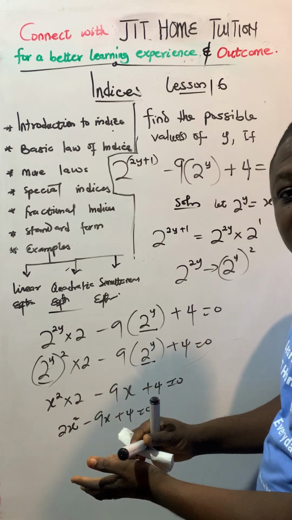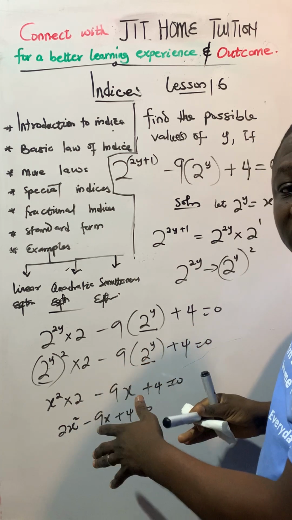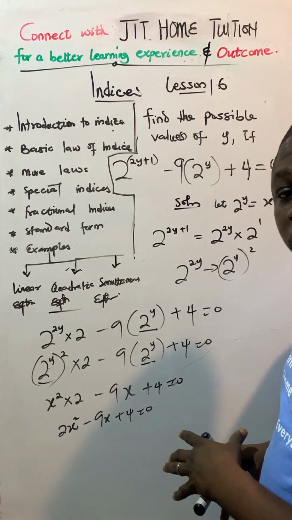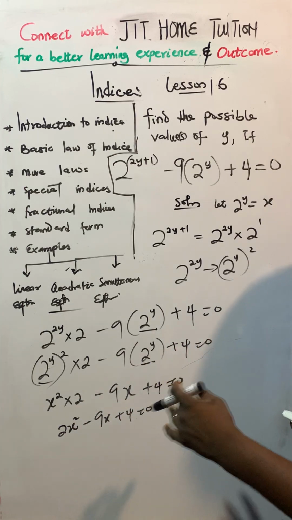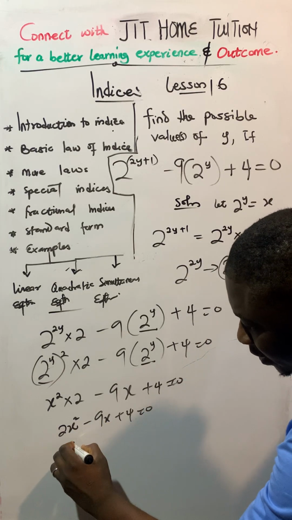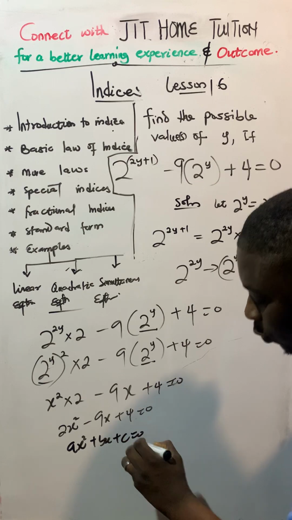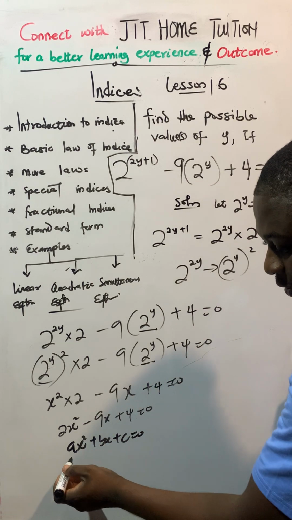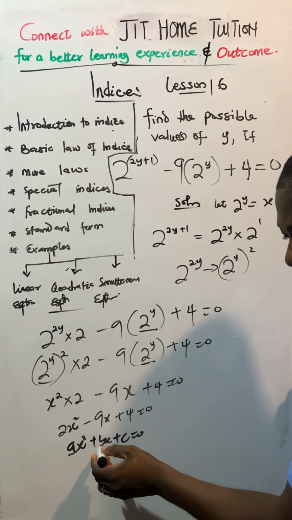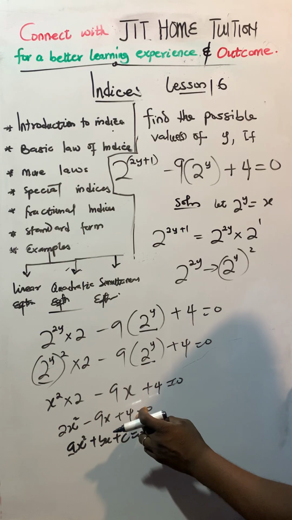When you get to this point, for you to be able to finish this question, it is your understanding of quadratic equations that will help you. Now, quadratic equations are in the form ax squared plus bx plus c equal to 0. So you look at it: the a is the coefficient of x squared, the b is the coefficient of x, and the c is the constant.